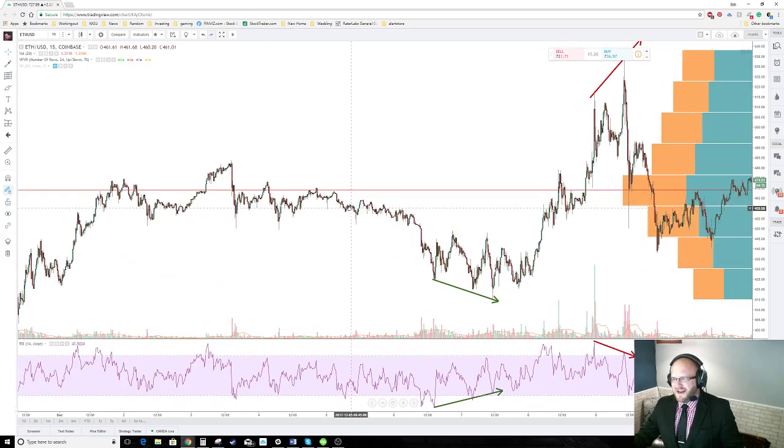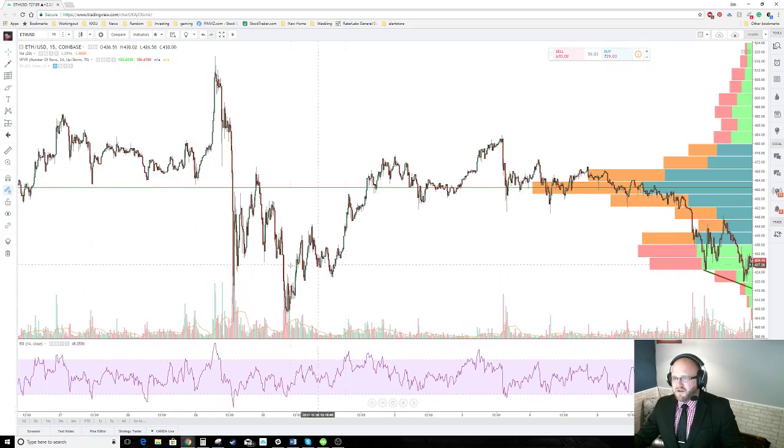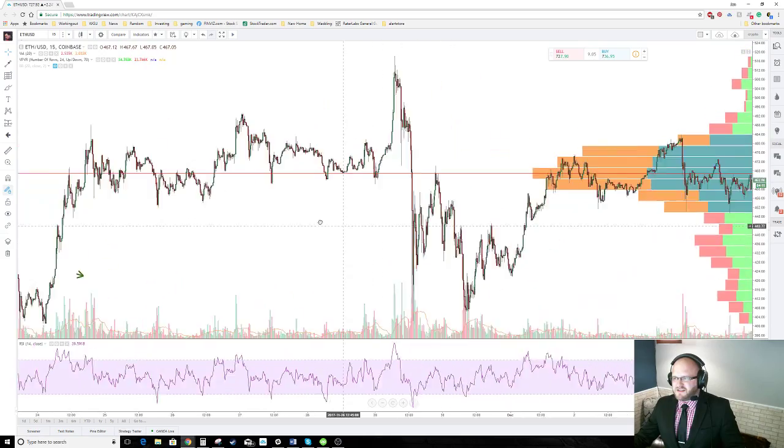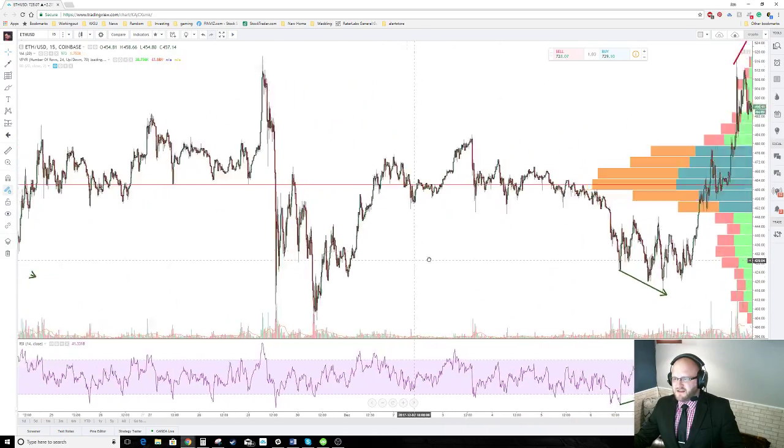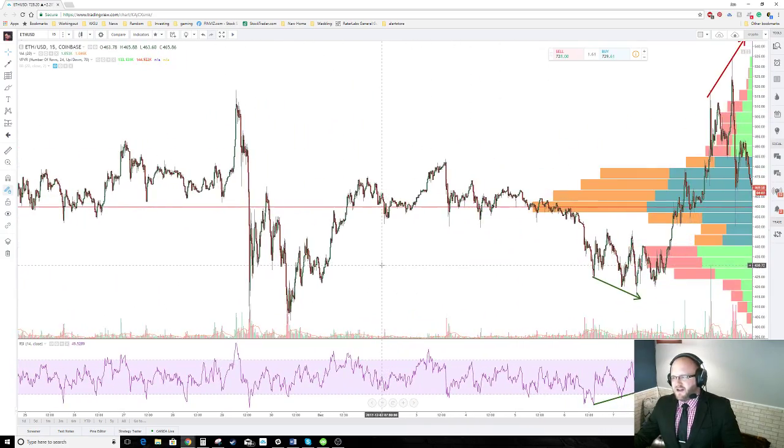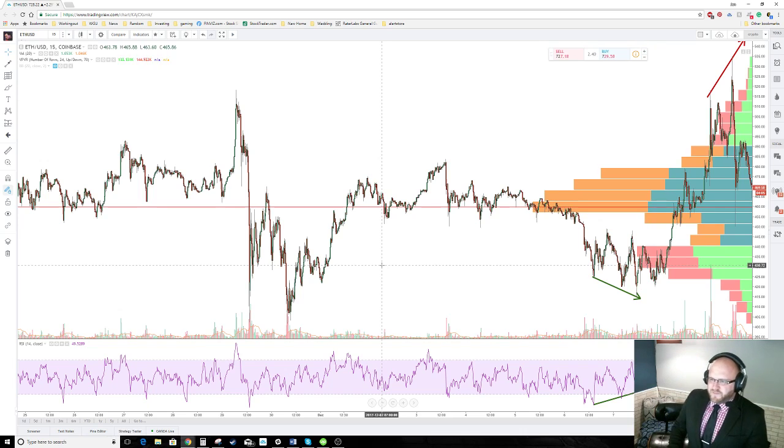Now, hidden divergence. Hidden divergence doesn't mean that it's sneaky like a ninja or that it's difficult to find. Hidden divergence is, excuse me, it's water.